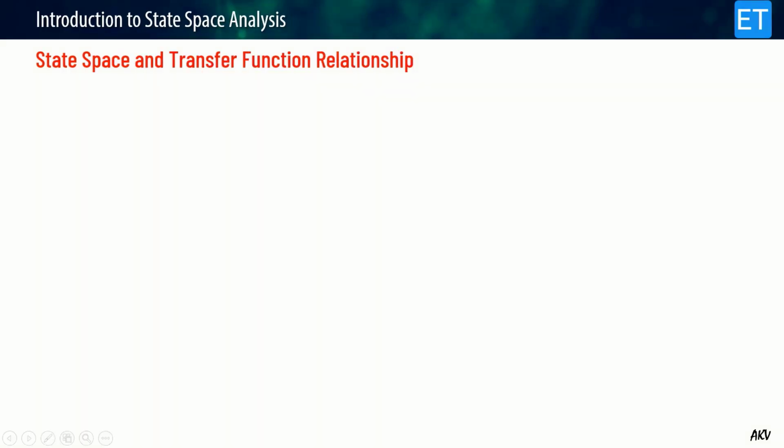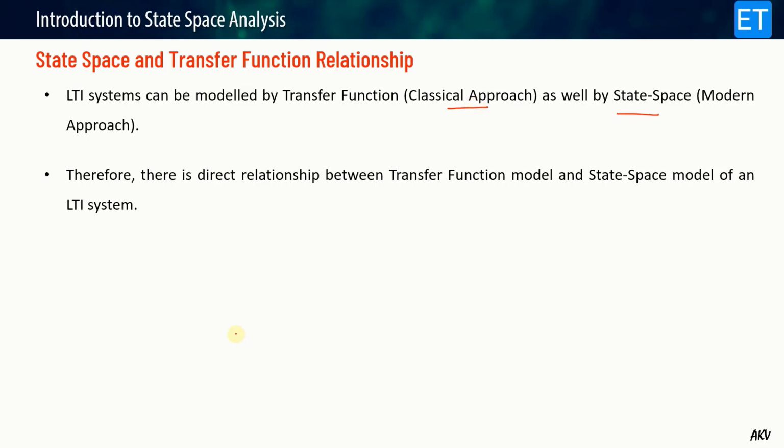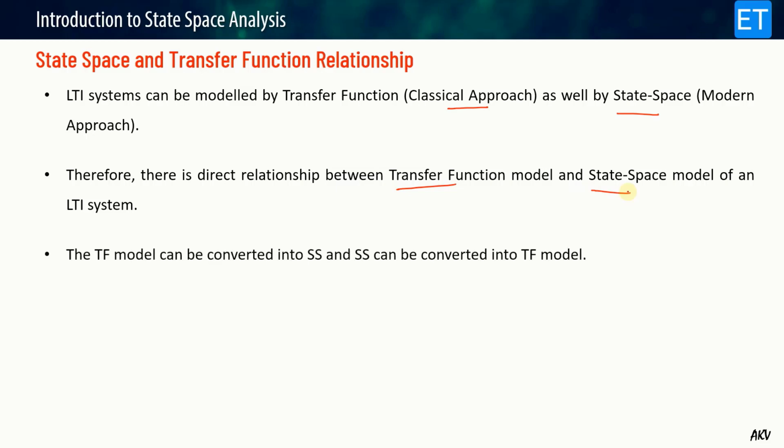Now let me explain what is the relationship between the state space and the transfer function. As I said, LTI systems can be modeled by transfer function and they can be modeled by the state space also. So an LTI system has both representations, the classical approach, that is the transfer function representation, and the modern representation, that is the state space representation. Therefore, there is a direct relationship between the transfer function and the state space model of the same LTI system. So the transfer function model of that system can be converted into the equivalent state space, and the state space model of that same LTI can be converted to its equivalent transfer function. I mean that interconversion is possible.